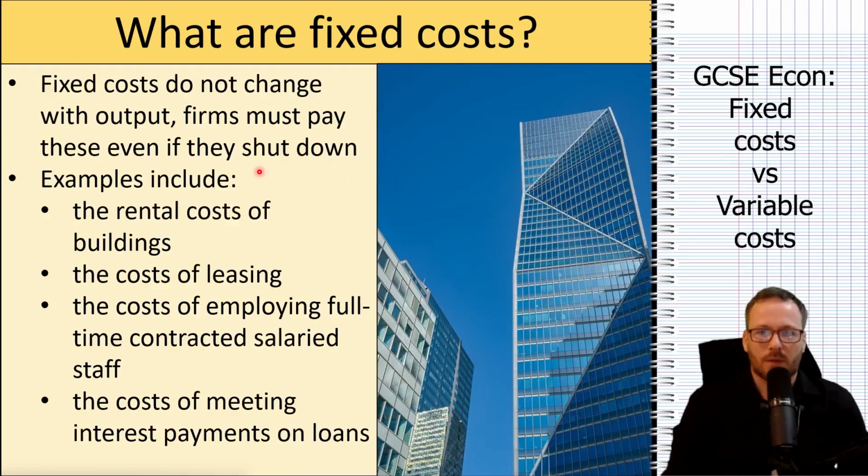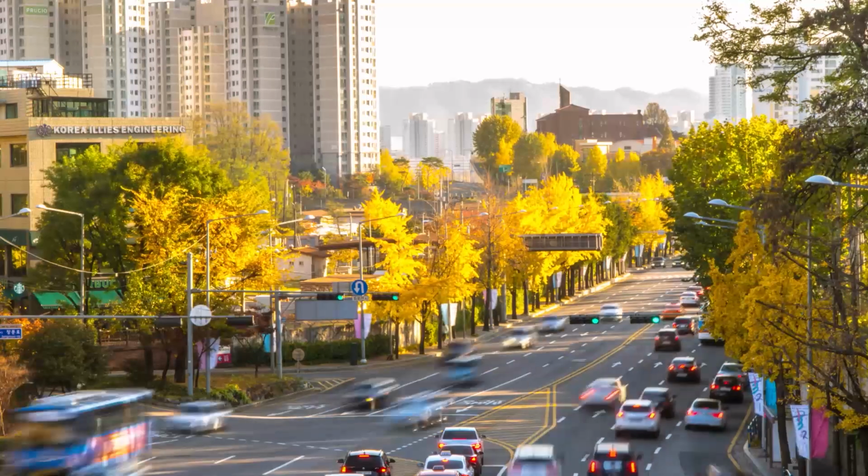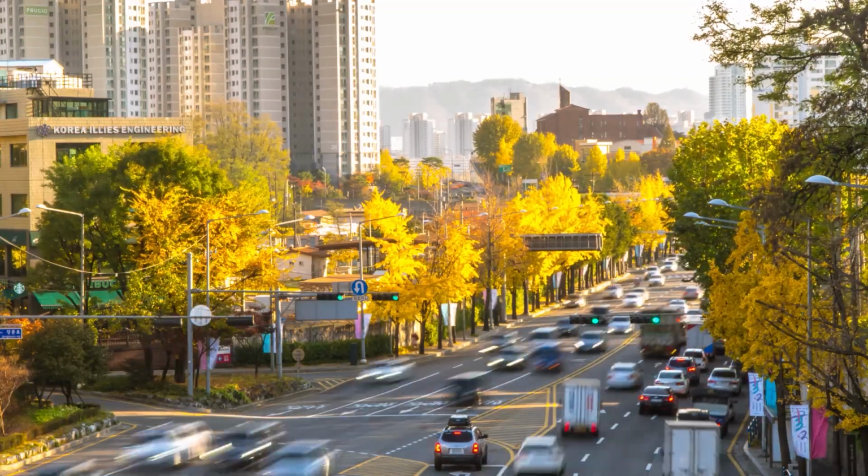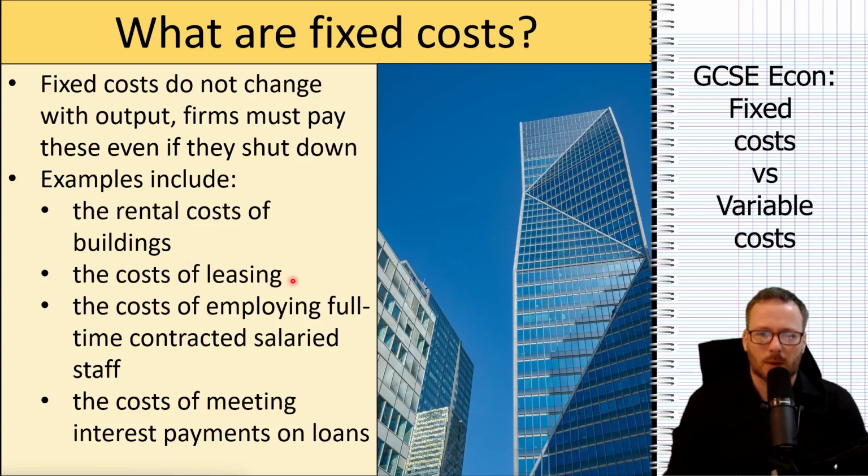So for fixed costs then, what are they? They're costs that your parents or a company might have that do not change over time. They're usually fixed. So let's put it in the context of a company. In the context of a company, the rental cost of buildings. Usually you sign a contract for 1 or 2 years, and then you pay a fixed amount every month for these buildings. Similar concept with the cost of leasing.